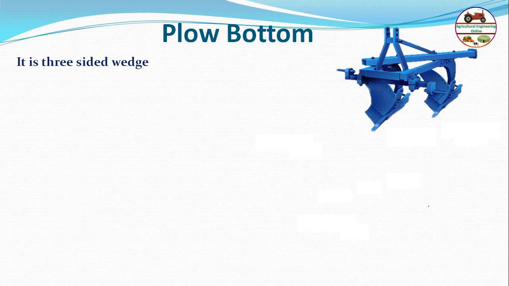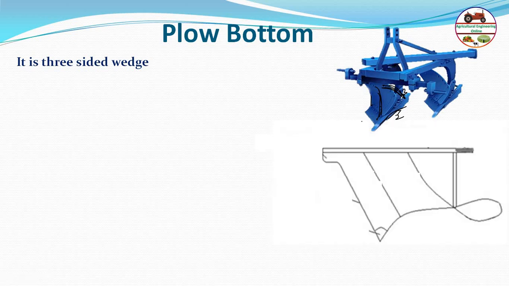Let us discuss the plow bottom first. Basically the plow bottom is a three-sided wedge. You can see there are three sides here: one side, then the second side, and the third side. So this is a triangular shape, and basically the plow bottom is a three-sided wedge. If you see, a plow bottom is like this, a triangular type in basic form.